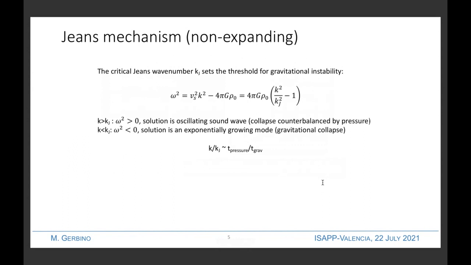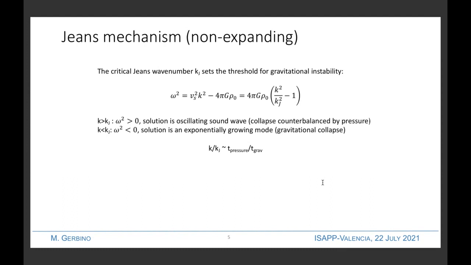The critical wave number is therefore the Jeans wave number. Comparing a given scale or a given wave number to the Jeans scale or the Jeans wave number is basically telling us what is the threshold for balance between gravitational collapse and pressure, and instead when gravitational collapse starts to dominate over pressure, and therefore the growth of these perturbations is really starting.